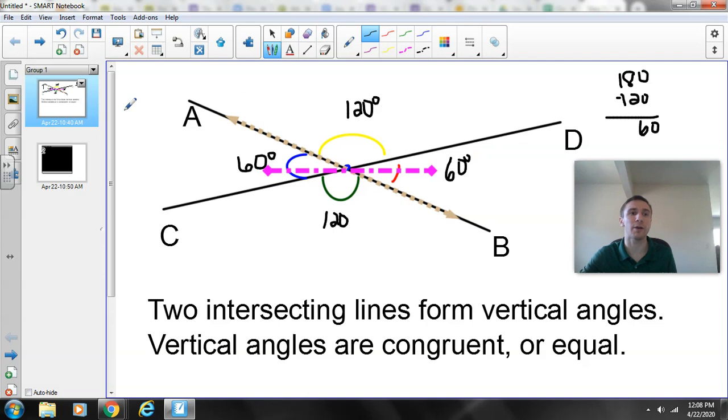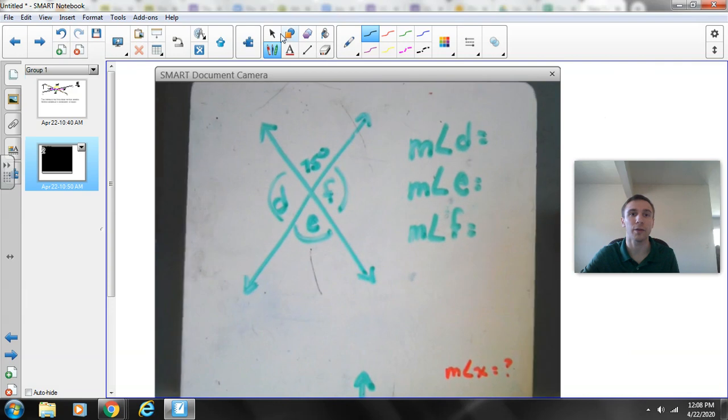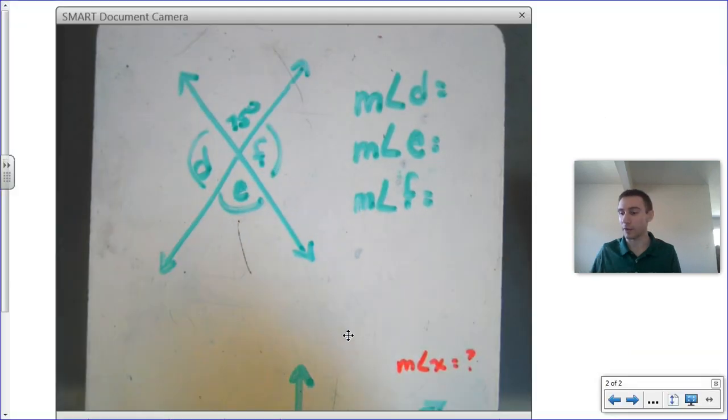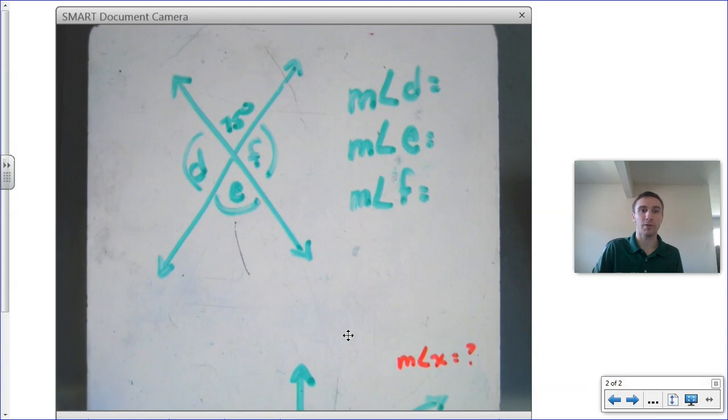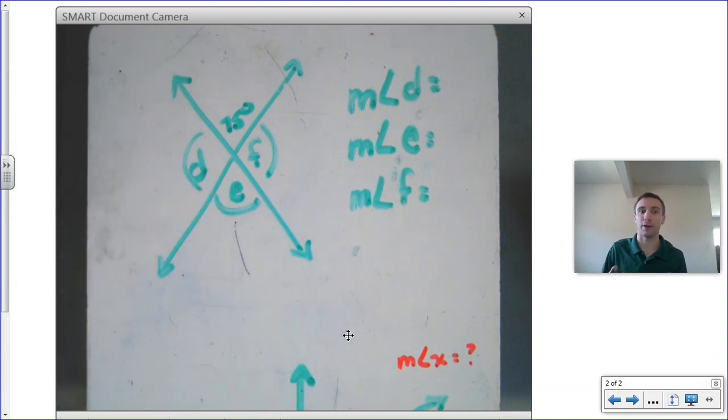Sounds a little confusing right now. Let's see if we can put this into practice on these boards. So I'm going to switch back and make this full screen for us. And I'm going to be working on my dry erase board over to the side. And I have a line system here. We don't care what the names of the points are on the line. We just care that we have three missing angles here.